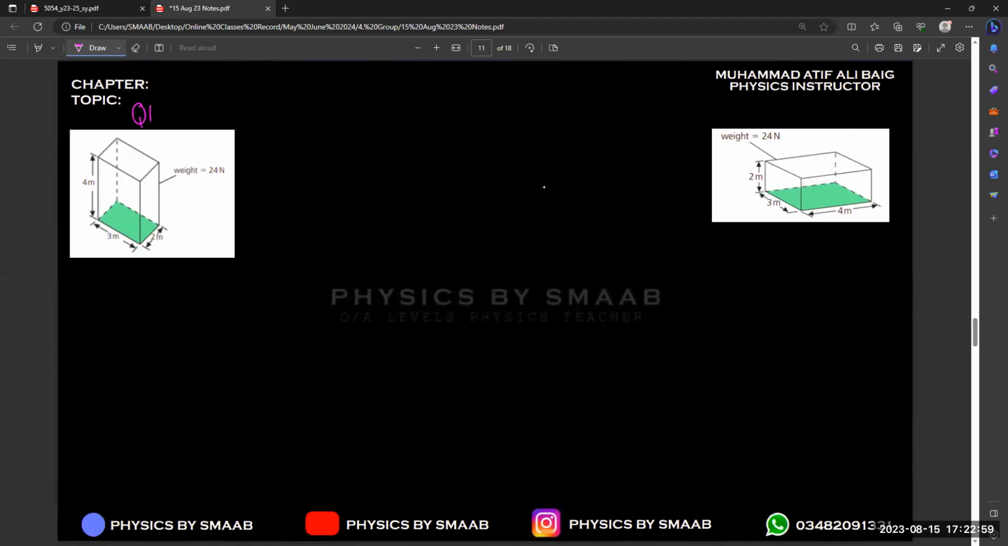So now we have two different questions, right? Question one and question two. And in both questions you can see that weight gives you the quantity of force. So force is given as 24 newton in both blocks, because both blocks are the same, only the orientation on the ground is different, right? So what we need to do is find out the pressure in question number one, and also the pressure in question number two.